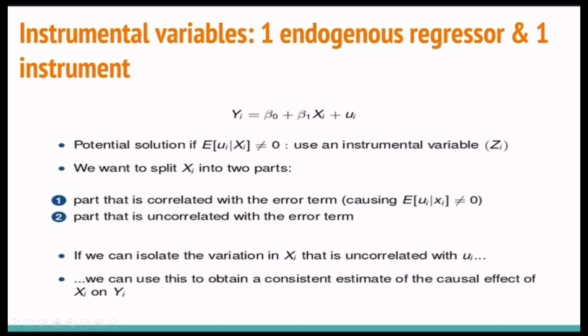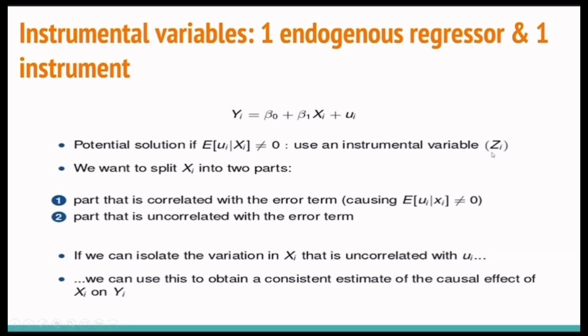Now, let me tell you how the instrumental variable works. The instrumental variable will split the predictor variable of interest, X, into two parts. There's going to be a part that is correlated with the error term, and a part that is uncorrelated. That's what you see here. That is the job this guy wants to do.